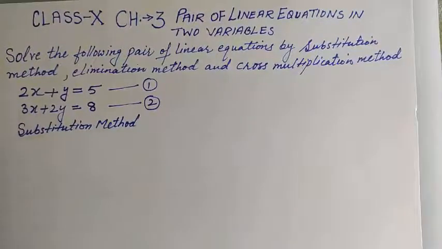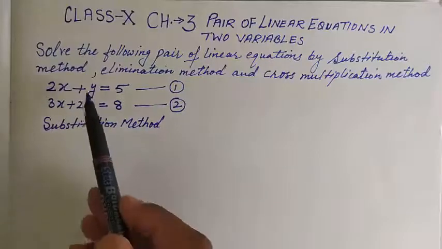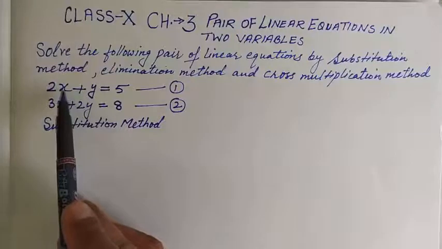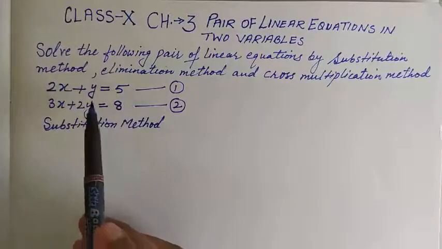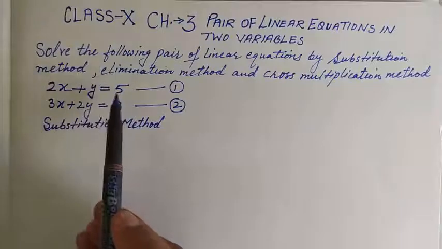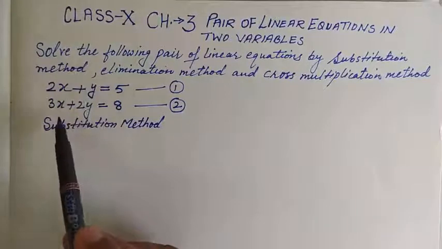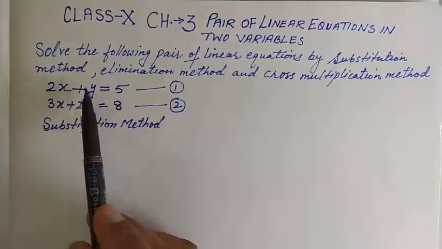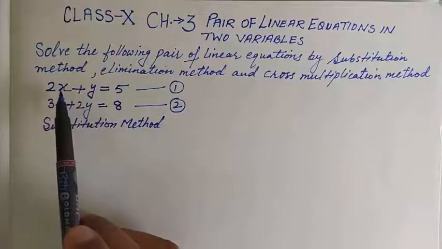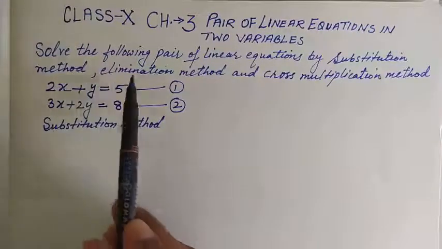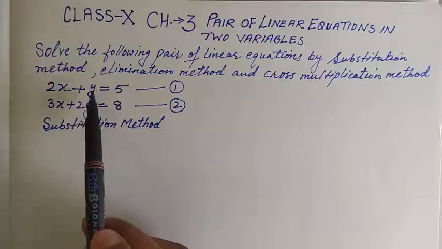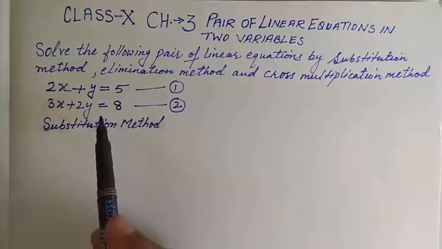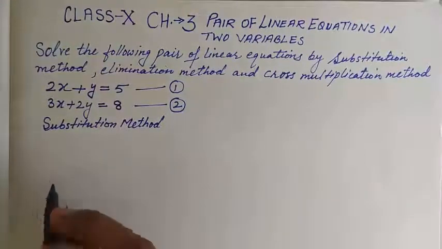In substitution method, from either of the equation, from this equation or this equation, we take out the value of x in terms of y or y value in terms of x. Then we will fill that value in the second equation. So I repeat, what we do in substitution method, from either of the equations, we take out the value of x in terms of y or value of y in terms of x, and then we will fill that value in second equation. Then let's start, then you will come to know how to do.